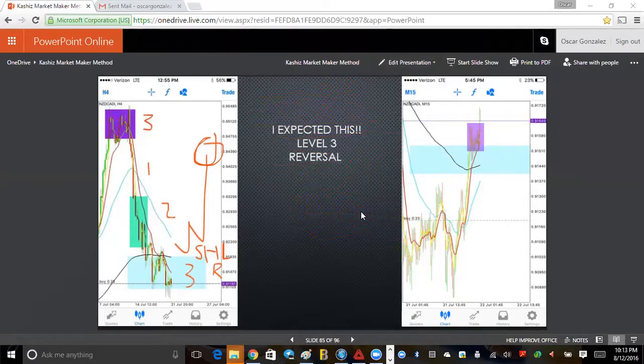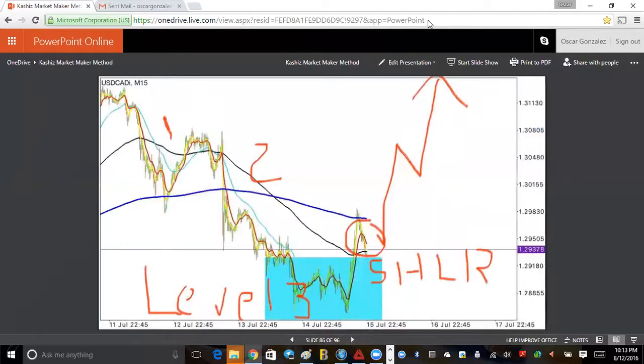Let's continue. Same thing. I project and anticipate. However, this is on the 15-minute chart. Same thing though, okay? Just to prove to you that they can also work out. USD CAD, price up.